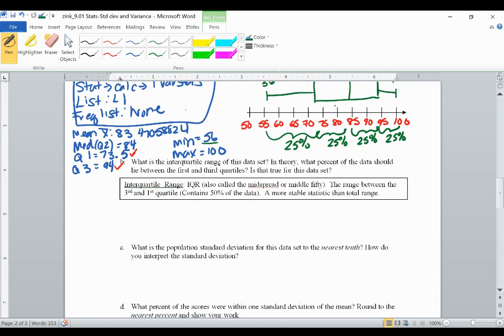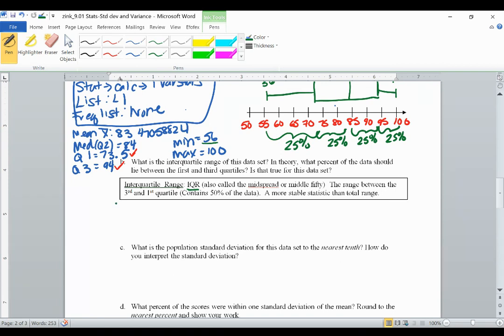Letter B says, what's the interquartile range of this data set? So let's answer that question first. So the interquartile range is also called the mid-spread or the middle 50. So it's taking a range, which is not a great representation of our data, and we're making it a little bit more accurate. So instead of taking the max minus the min, we go in further. So to try to avoid some of those outliers, it gives us a more stable statistic.